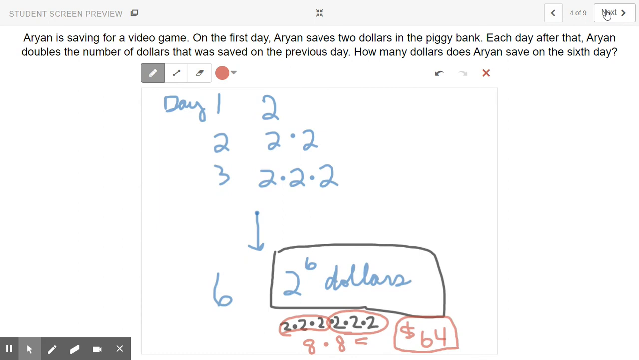Ariane is saving for a video game. On the first day, Ariane saves $2 in the piggy bank. Each day after that, Ariane doubles the number of dollars that was saved on the previous day. How many dollars does Ariane save on the sixth day?